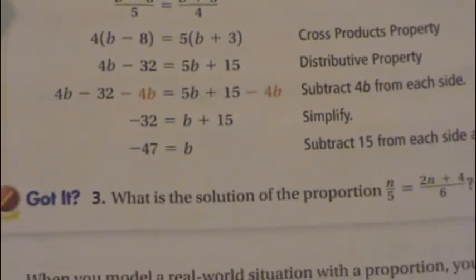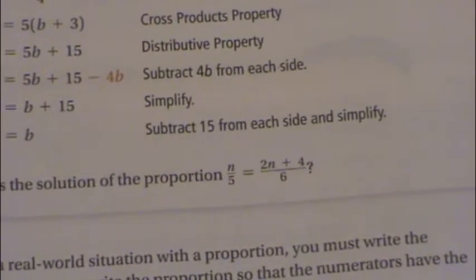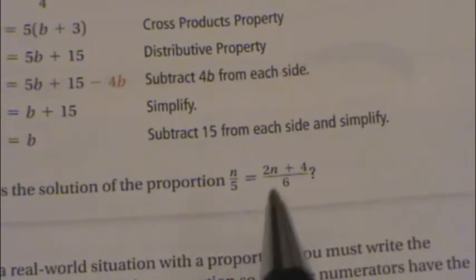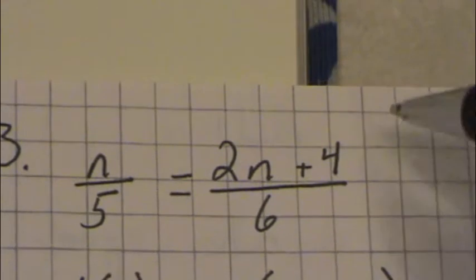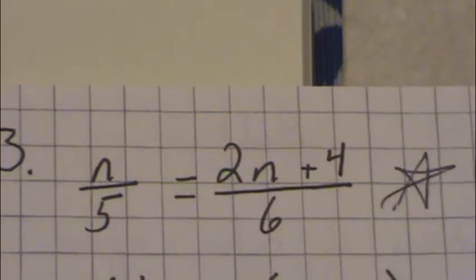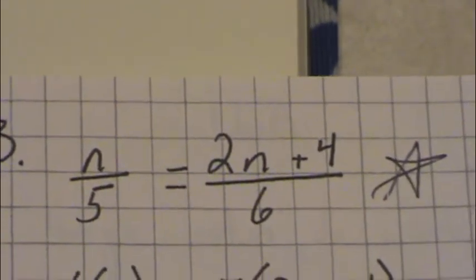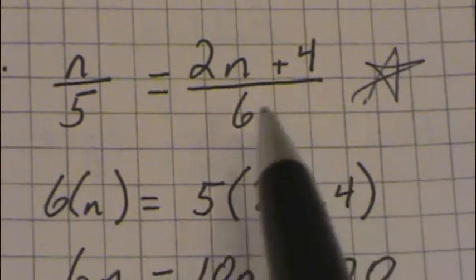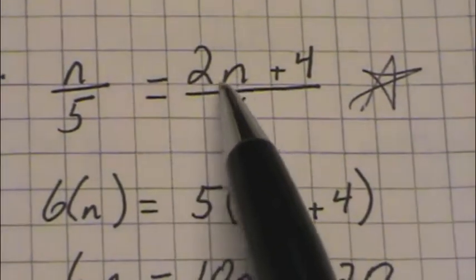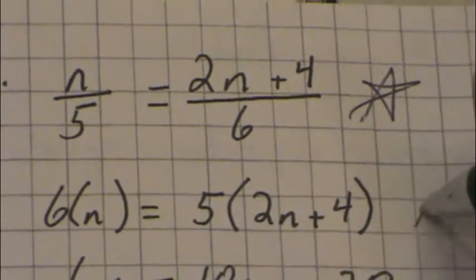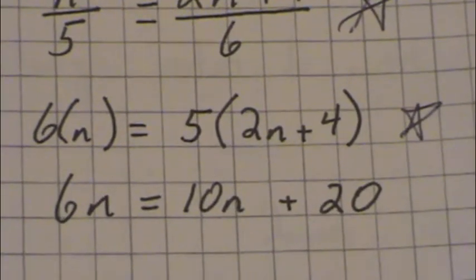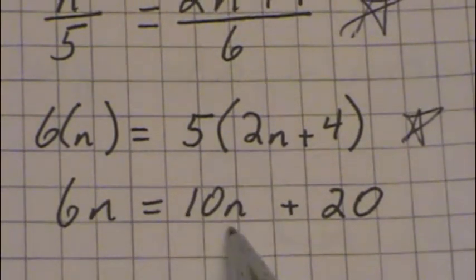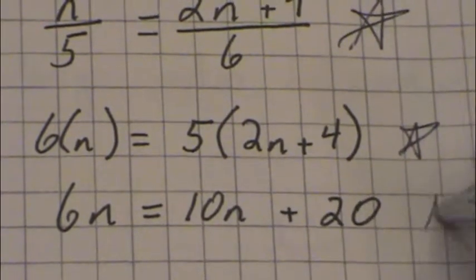Number 3, what is the solution to this proportion? n over 5 equals 2n plus 4 over 6. Grab your notebooks, let's figure it out. Step 1, copy the problem into your notebook, required for everybody. Step 2, do your cross multiplying. 6n, 5 times the quantity 2n plus 4. I should see that in everybody's book. Next step, multiply it out. 6n equals 10n plus 20. I should see that step as well.